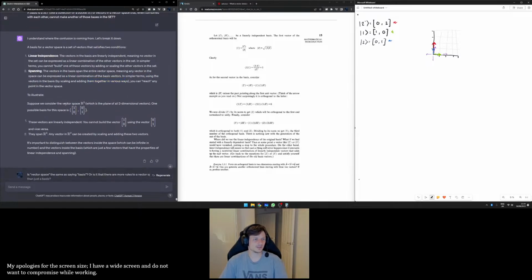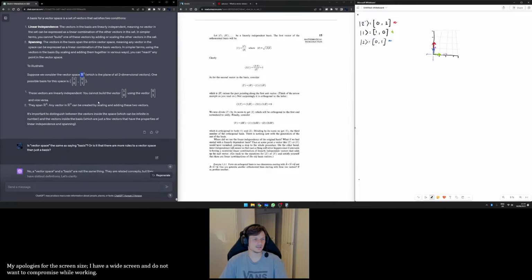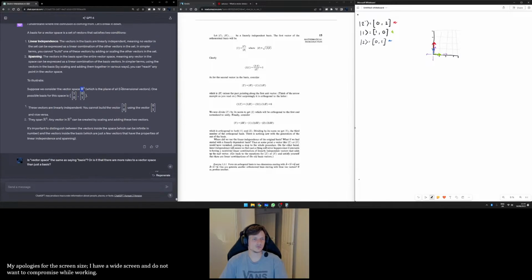To illustrate, suppose we consider the vector space R squared, which is the plane of all two-dimensional vectors. One possible basis for this space is (1, 0), (0, 1). These vectors are linearly independent. You cannot build the vector (1, 0) using the vector (0, 1), and vice versa. They span that plane. Any vector in that plane can be created by scaling and adding these two vectors.